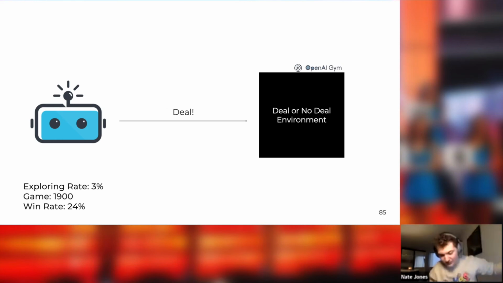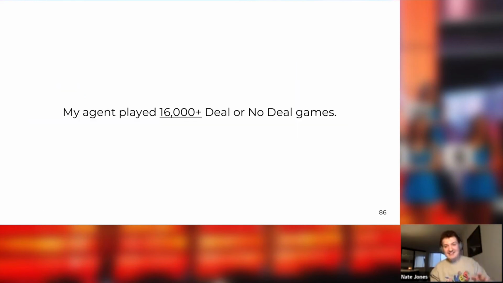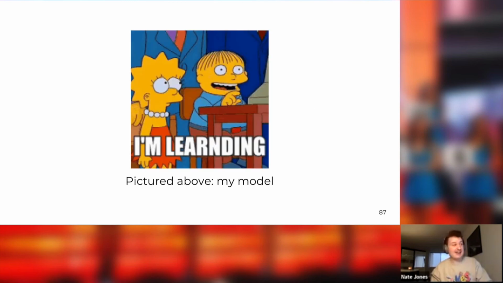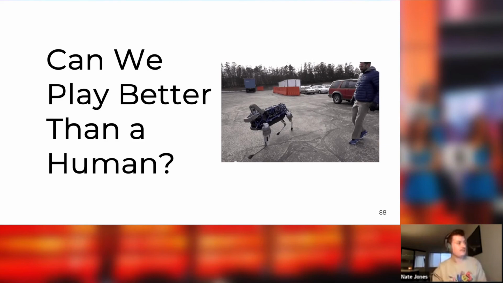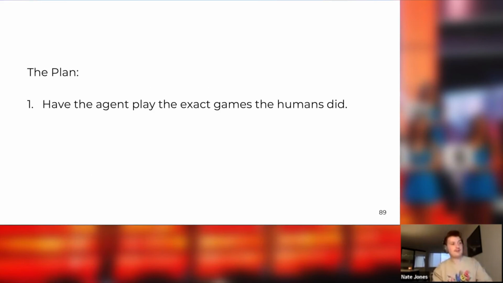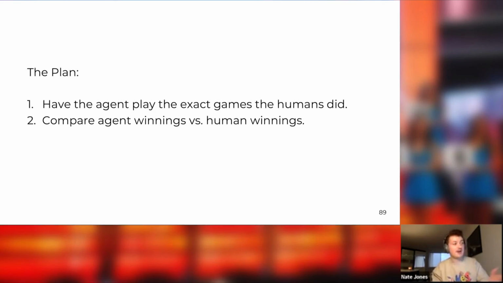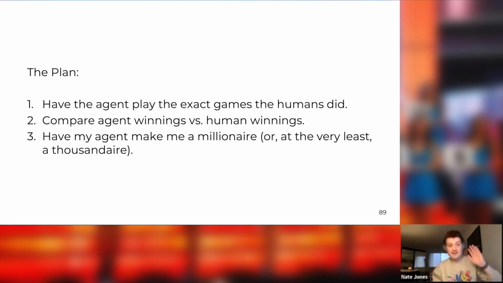And so forget 300 games. My agent played 16,000 games of Deal or No Deal. It really understands how Deal or No Deal works now. And now we can actually answer, right, it's learning. So now we can actually answer this question: does a model play better than a human at Deal or No Deal? So the plan is really simple. I'm going to have the agent play the exact games that the humans did. I'm going to compare how much the agent won versus how much the human won. And then I'm going to eventually have my agent go on Deal or No Deal and just make me a millionaire, or at the very least a thousandaire.